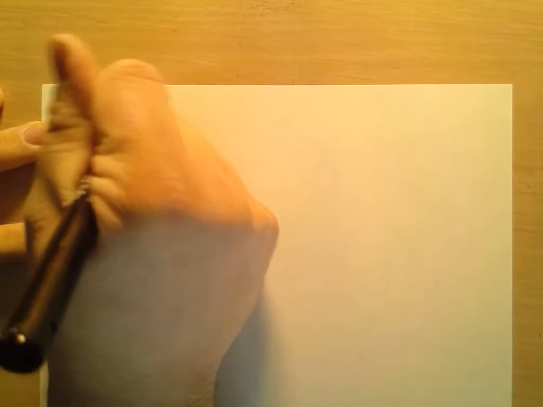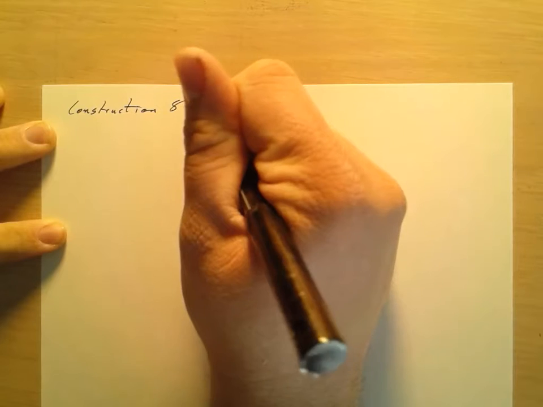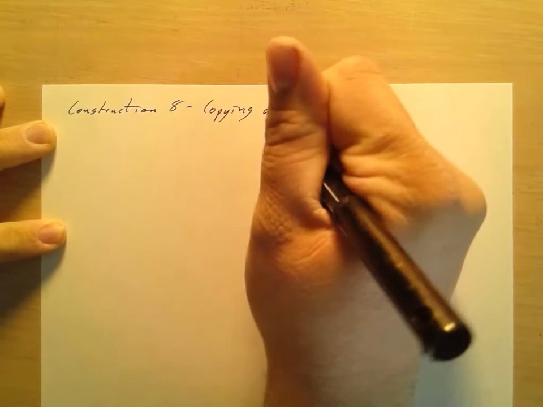Alright, so time to go ahead and move on to some new constructions here. And with that, we end up having constructions 8 through 10, which are copying a line segment and then moving into some of the perpendicular line constructions. So first off, we're going to start with construction 8, which is copying a line segment.